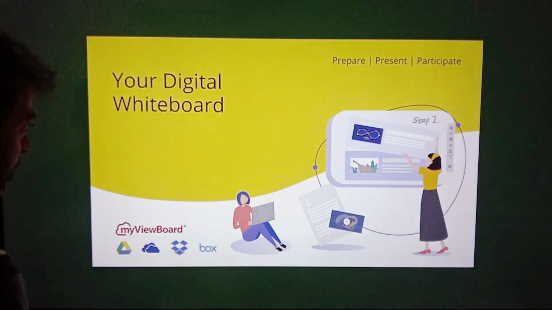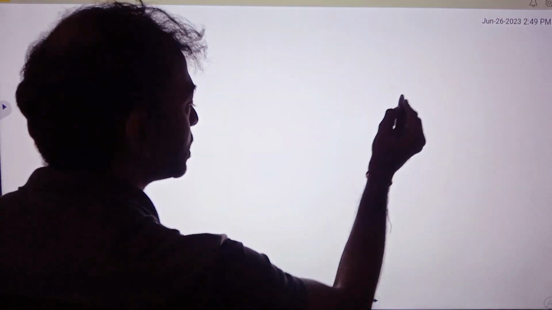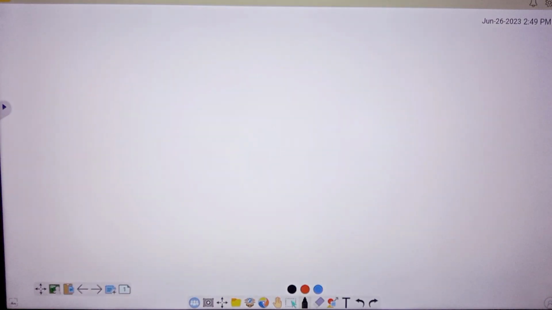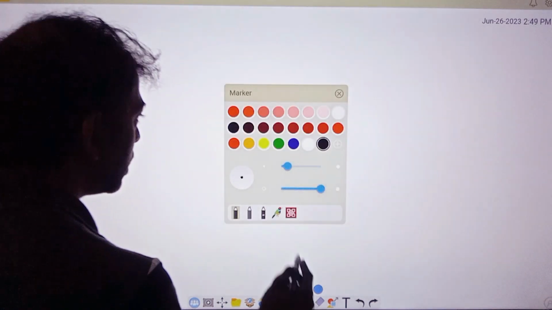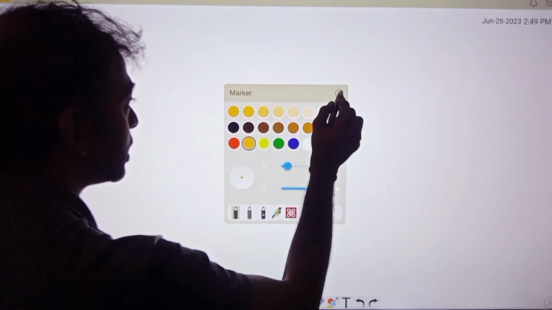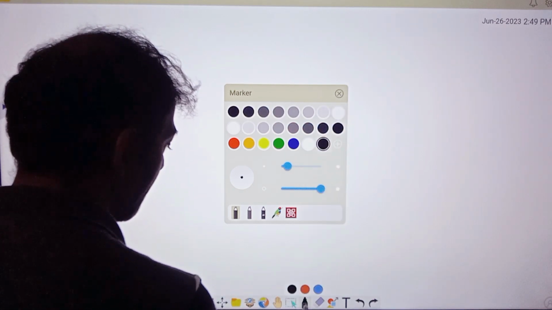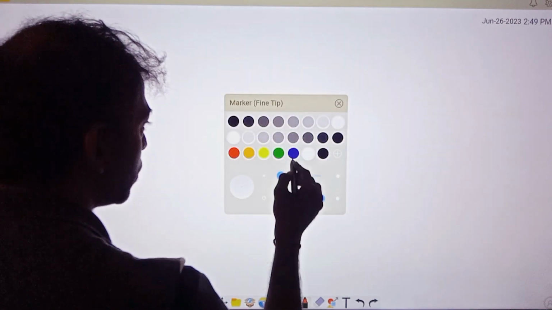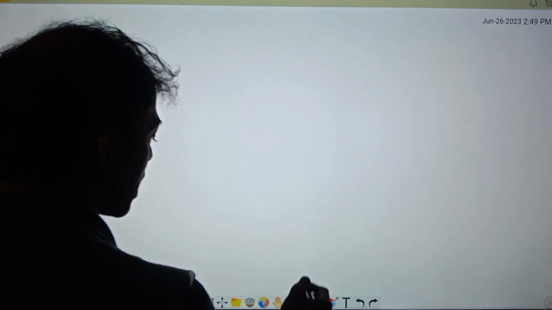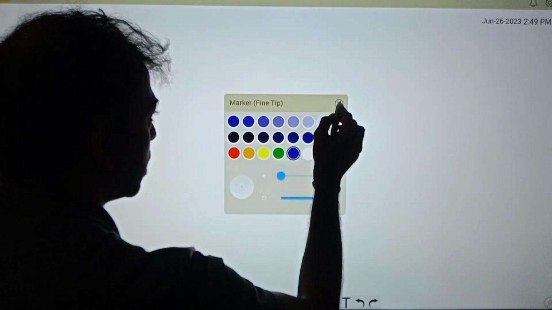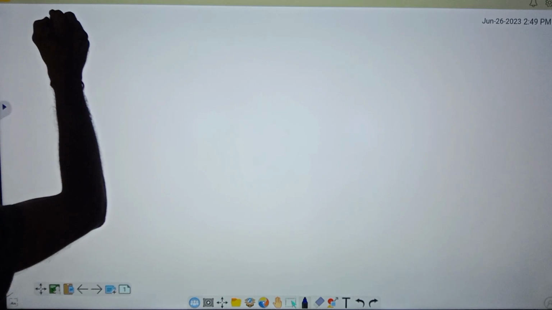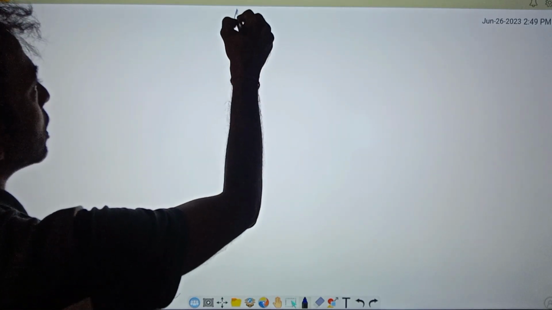So first, I'm going with some minor adjustments here. Then I'm going to start the problem set. Okay, so associated angles.